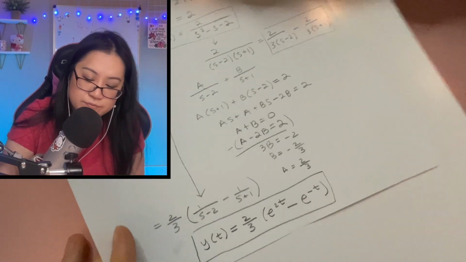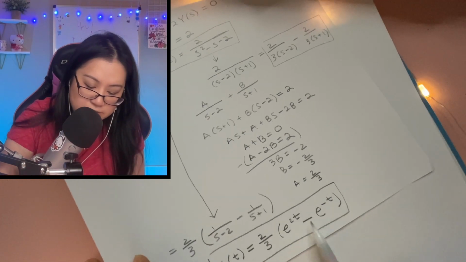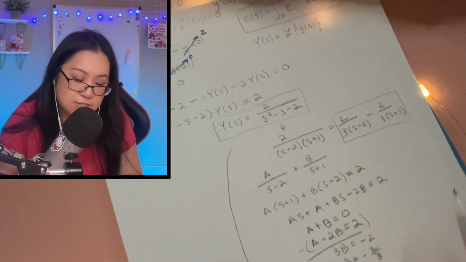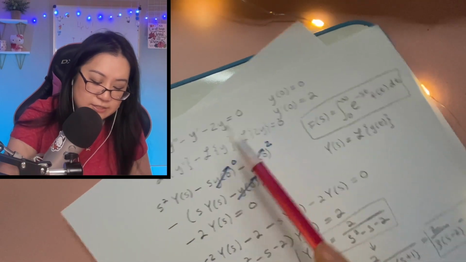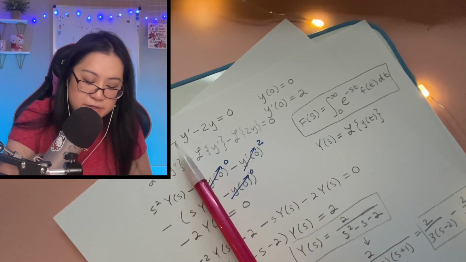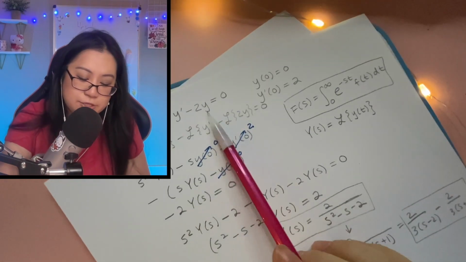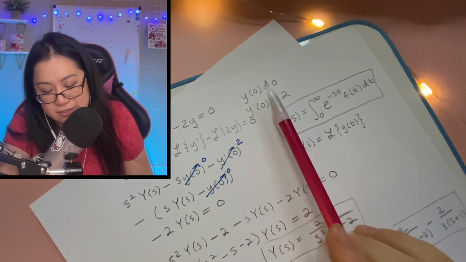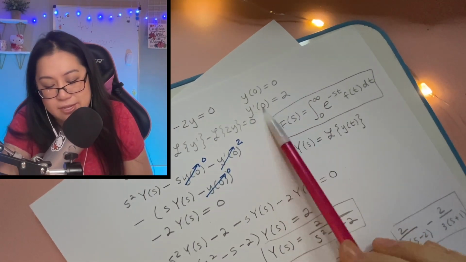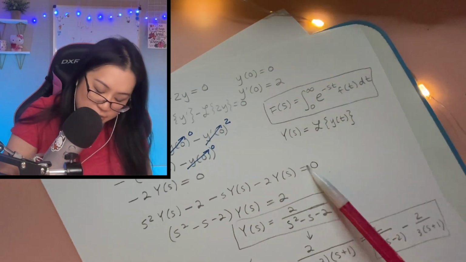So that function, 2/3 parentheses e to the 2t minus e to the negative t, hopefully satisfies this: if I take the second derivative of that minus the first derivative minus 2 times my original function, hopefully it equals 0. If I plug in 0, I should get 0, and if I plug in 0 to the first derivative, I should get 2.